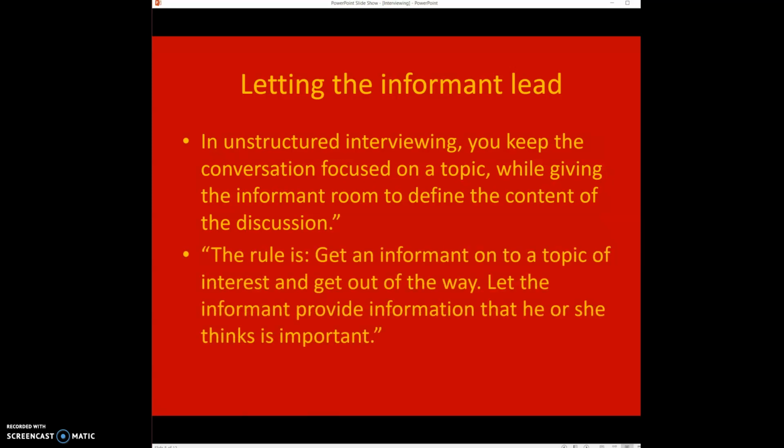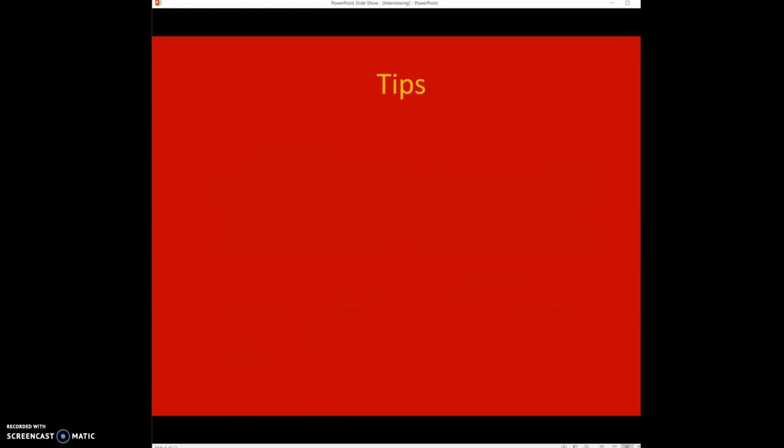So the rule is, if you get an informant on a topic of interest, get out of the way. Let that person provide the information that he or she thinks is important. If you do anything to stop that, you may never be able to get it started again.